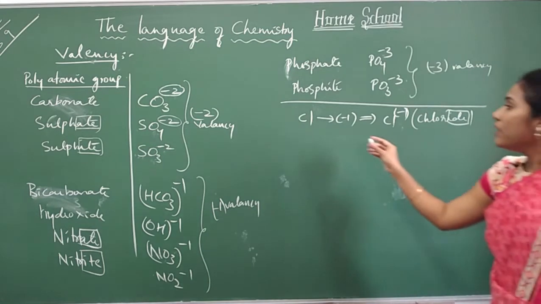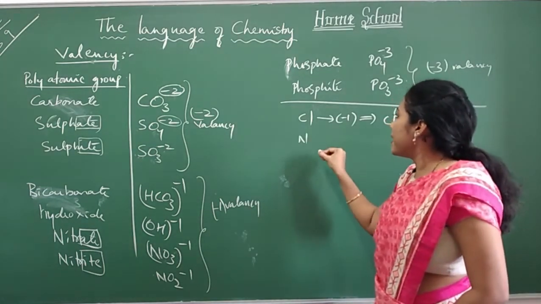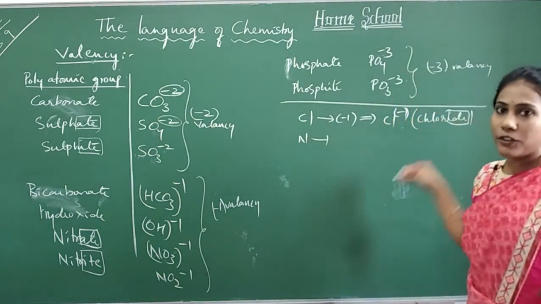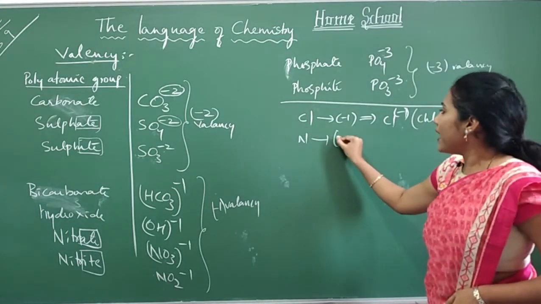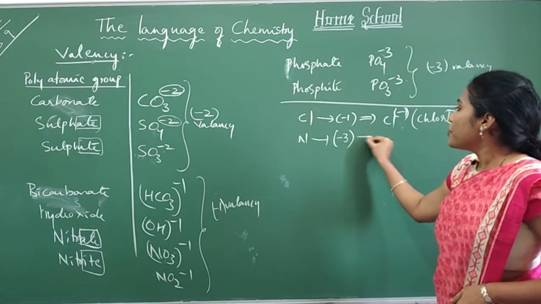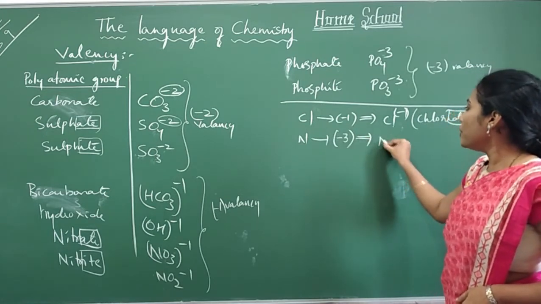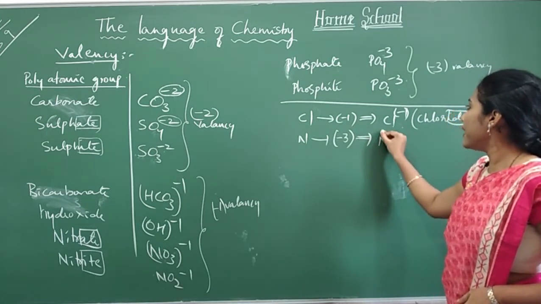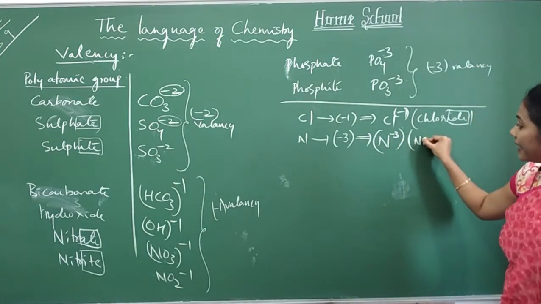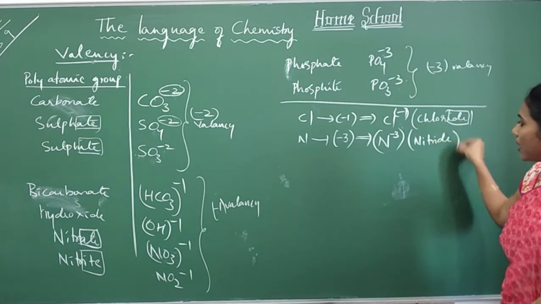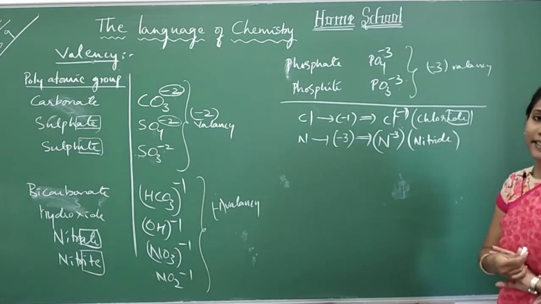Okay, got to know? So similarly, nitrogen is there. What is the valency of nitrogen? Previously, I gave you group-wise valencies. Nitrogen valency is minus 3, guys. So along with the valency, if you want to write N minus 3, you will write it. So this N minus 3 is called nitride. It is not nitrogen, it is called nitride.